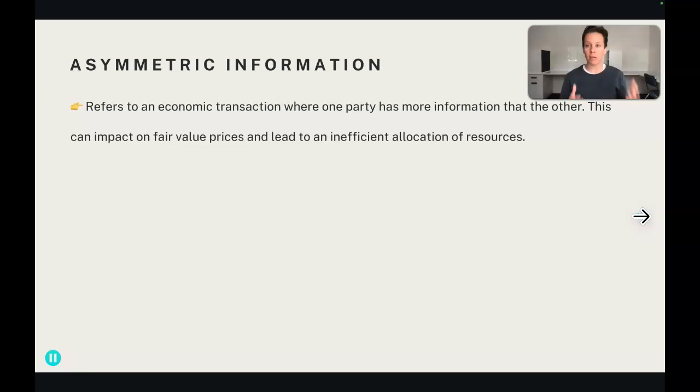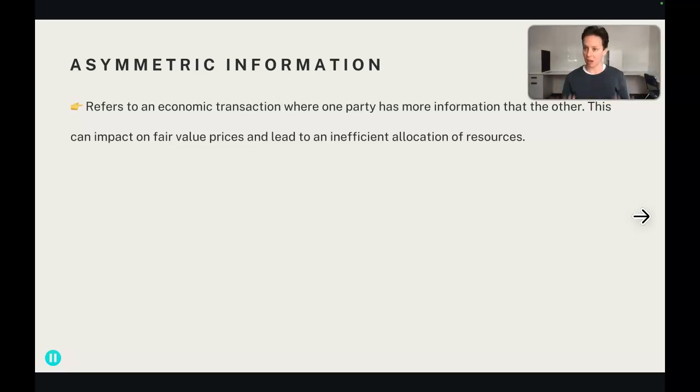So asymmetric information, put simply, is a situation where there's a transaction and one party's got more information than the other party. If you break down the word asymmetric information just for one moment, take the word symmetry. Symmetry implies it's the same on both sides. So asymmetry implies that one side is different to another. So if we're talking about asymmetric information, we're talking about a situation where one side has more information than another side.